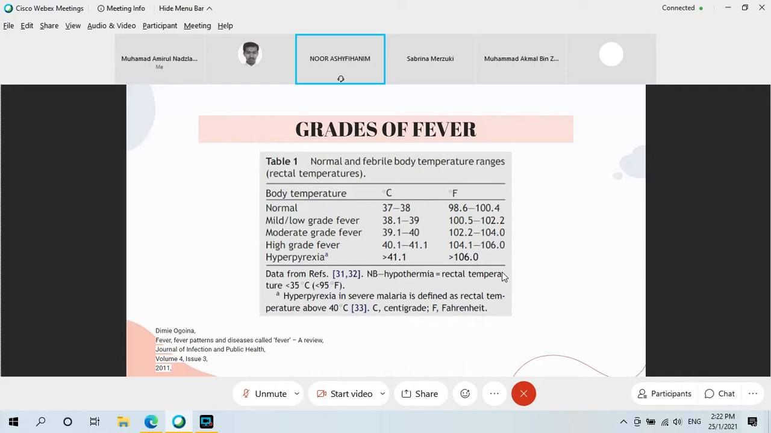So it is very important to know about the grading, especially in high grade fever or hyperpyrexia, because it can make the child become more uncomfortable and can lead to worsened problems like dehydration or seizure.